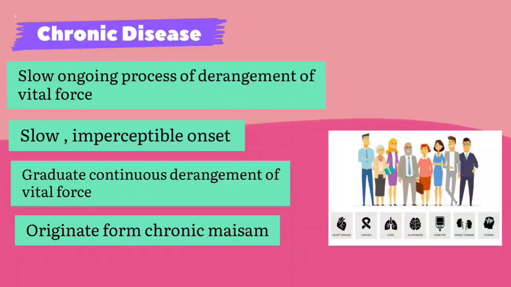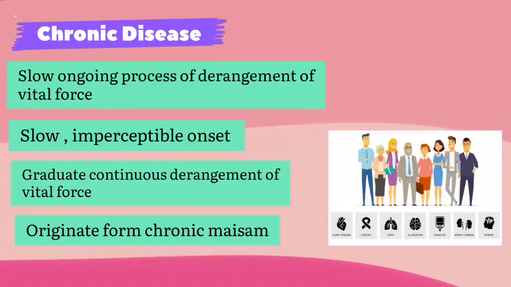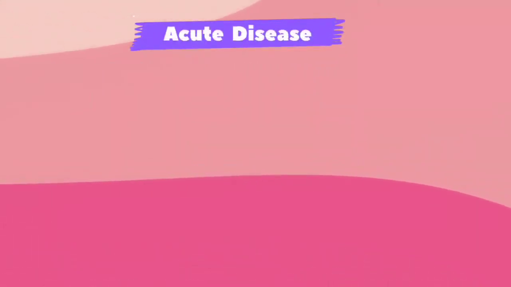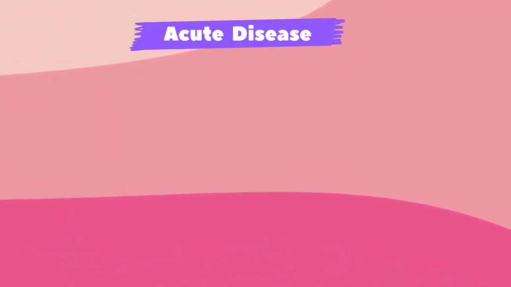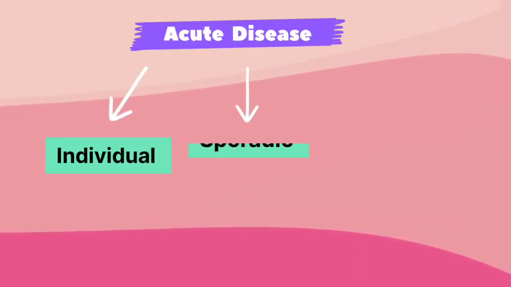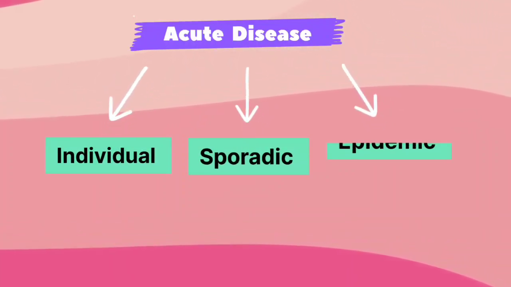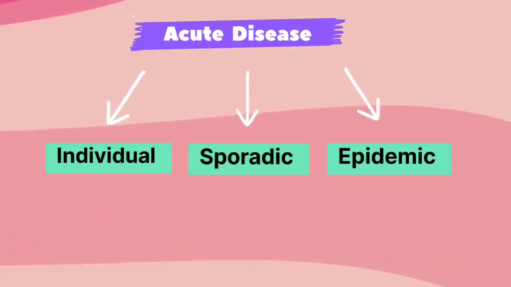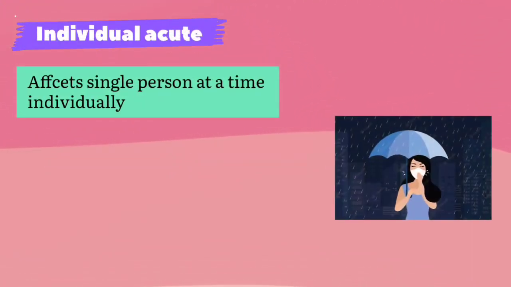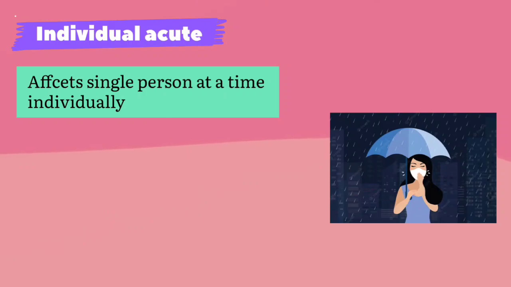So now that we have seen what are acute and what are chronic diseases, let's try and understand their further classification in detail. So first, let's have a look at the classification of acute diseases. Acute diseases are broadly divided into three categories: individual acute diseases, sporadic acute diseases, and epidemic acute diseases. Now individual acute diseases are those diseases which affect a single person at a time individually.